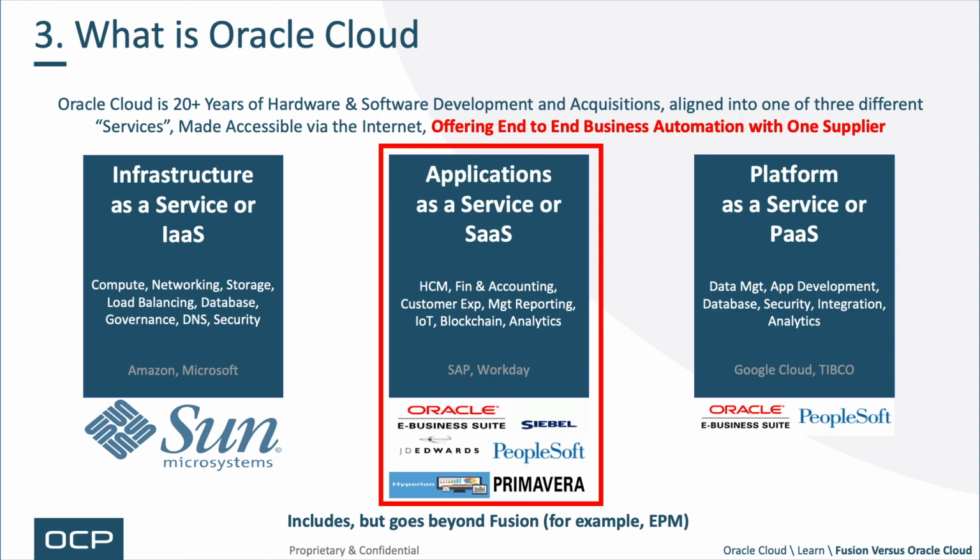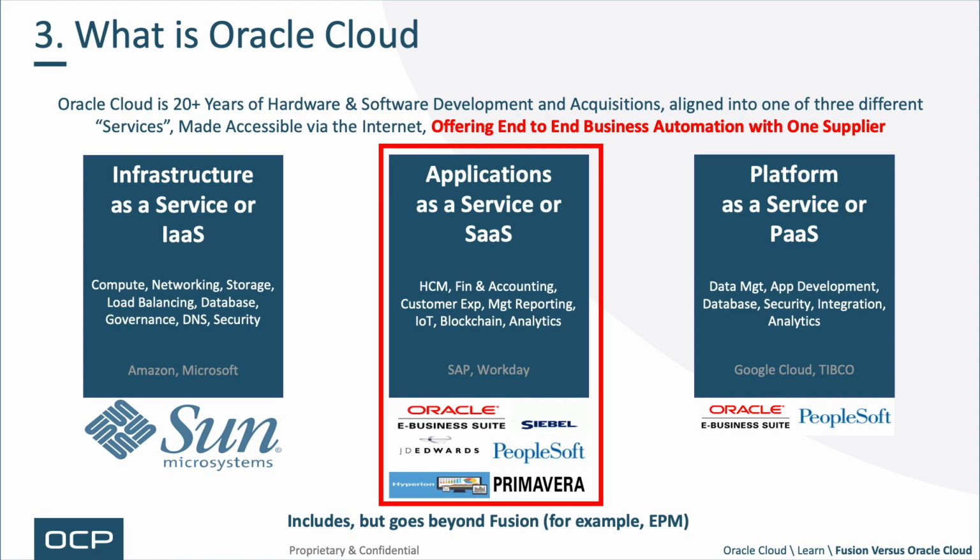As we get to the middle, this is more of Fusion. These are applications, software as a service, if you will, SaaS, whether it's HCM, Fin, accounting, customer experience management, reporting, etc. You're now competing with more of SAP, Workday, Coupa, different players in the enterprise and lower market. And those applications go beyond just Fusion, like we talked about. Those also include what used to be Hyperion, which is now more of their EPM, Enterprise Performance Management tool. But that's SaaS, software as a service.